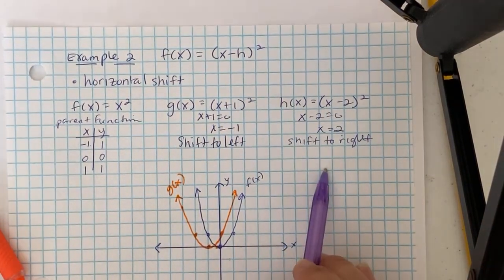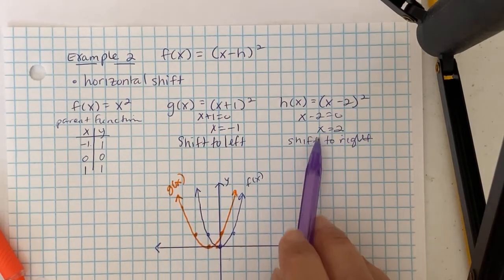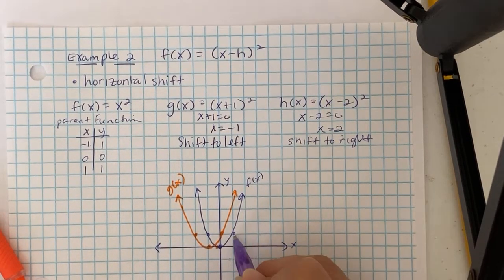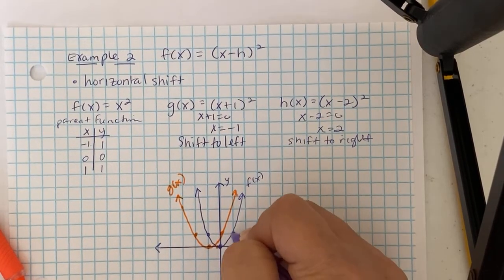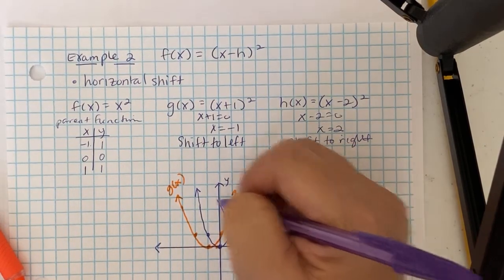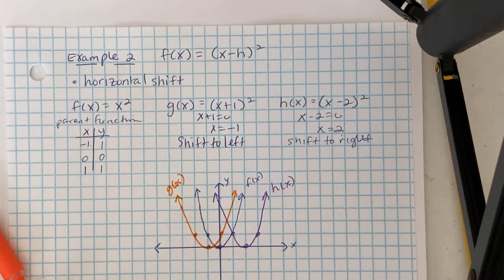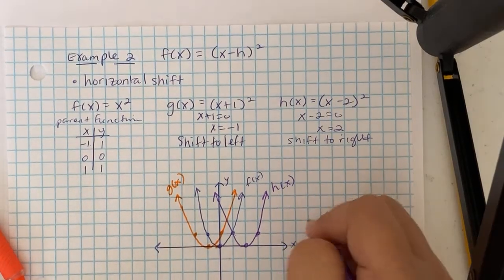The last function says h of x, (x minus 2) squared. So it means we're shifting to the right 2 units. So we're going back to our parent function, and each coordinate point is going to go to the right 2 units, not up. So we're going to go 2 to the right, 2 to the right, 2 to the right. And then curve your parabola in and label it your h of x. So the difference between this example and example 1 is that this one affects the x coordinate.